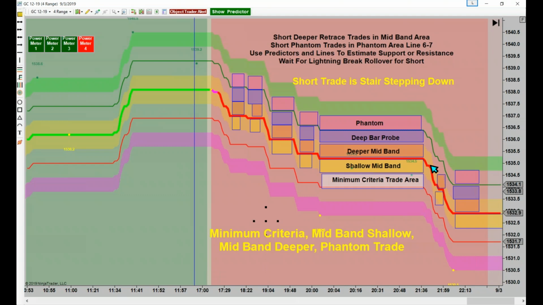Okay, we're not going to really talk about minimum criteria trades tonight, but the minimum criteria trade for a short, I think everybody knows, is between line 2 and 3, and you have to break stealth also. So we won't talk about those as much. The trade I'm going to talk about tonight is the mid-band type trades that are right in this sweet spot right here, deeper bar probes and phantoms.